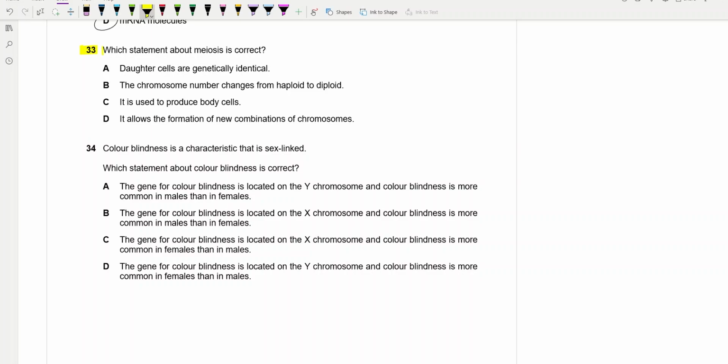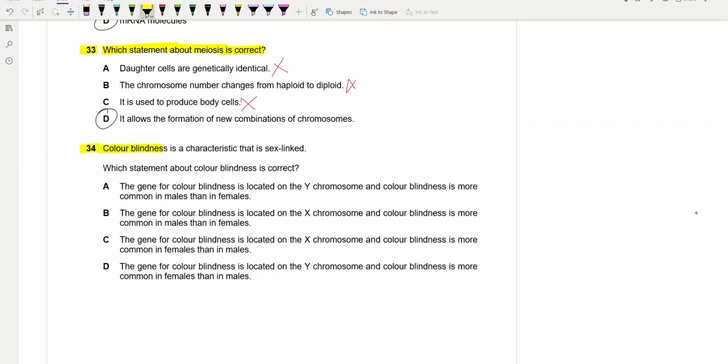Question number 33. Which statement about meiosis is correct? Option A. Daughter cells are genetically identical, which is wrong. Option B. The chromosome number changes from haploid to diploid, which is wrong. Option C. It is used to produce body cells, which is wrong. Option D. It allows the formation of new combinations of chromosomes, which is correct. So the correct option would be option D.